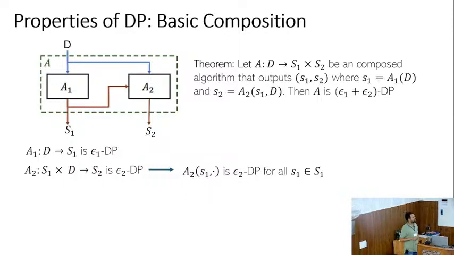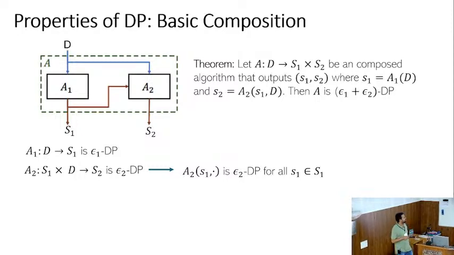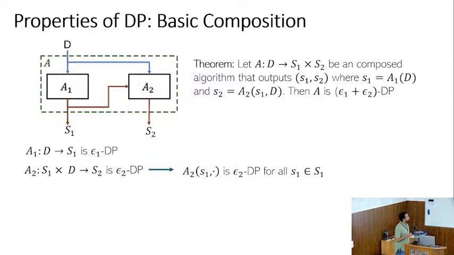Then we can show that the algorithm A is epsilon 1 plus epsilon 2 DP. So what is happening here? If two algorithms are differentially private with some parameters epsilon, these parameters simply add up if we do basic composition of these algorithms.